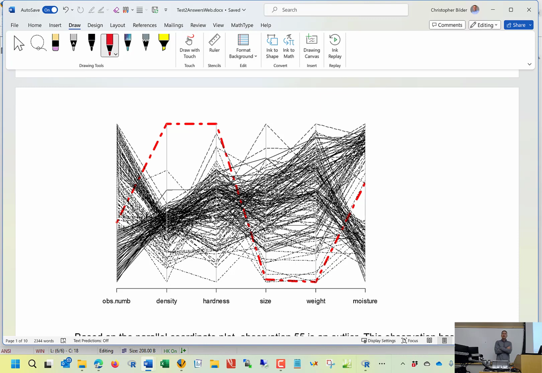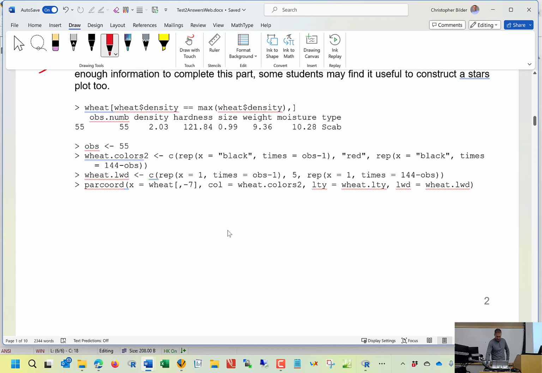So this is multivariate. This is a multivariate course, multiple variables. We can see that definitely this particular observation is sticking out from all the rest. That's the definition of an outlier. Now, you could have mentioned some of the other observations as outliers too, and I wouldn't take off points for it, but this is the one that really stuck out to me that I was hoping that you would see.